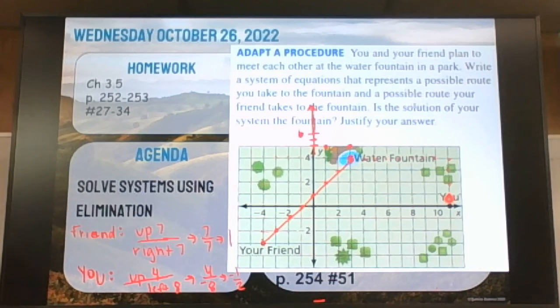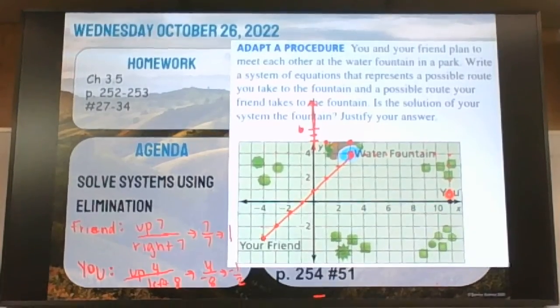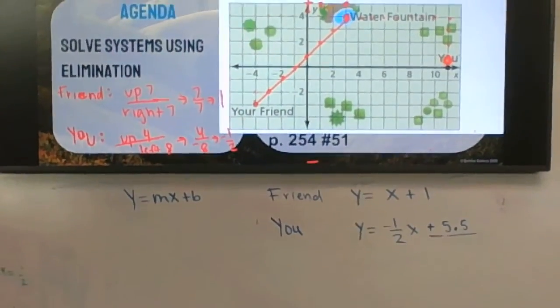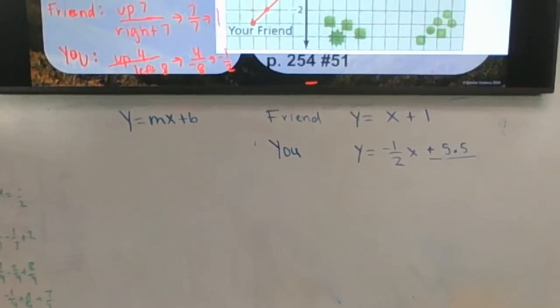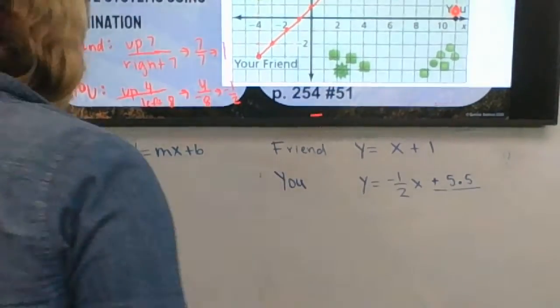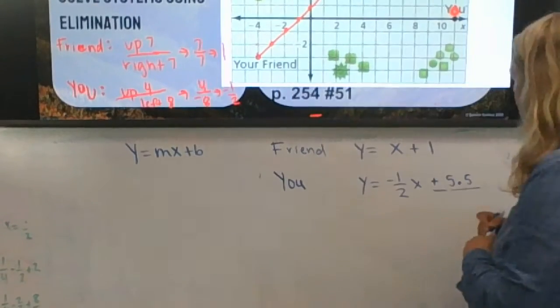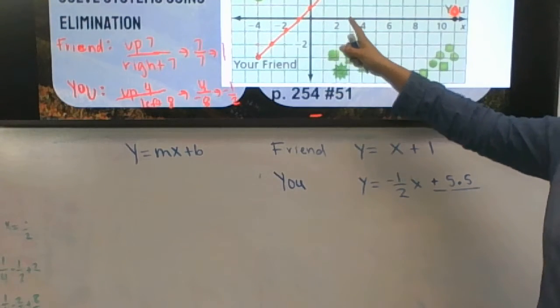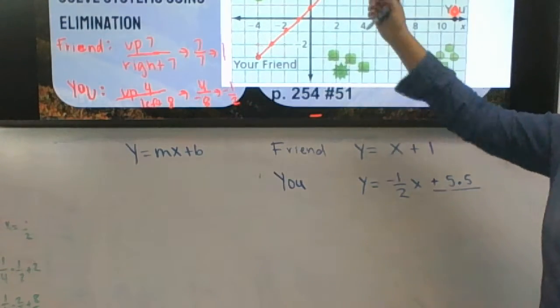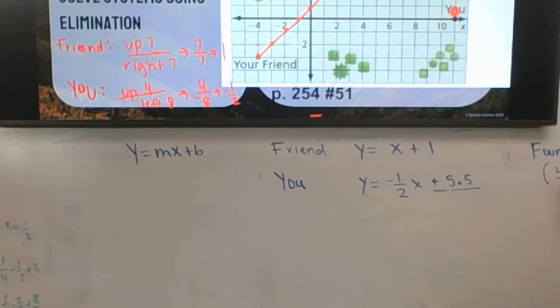Okay, so those are our journeys, hopefully. Now it says, is the solution of your system the fountain? So the fountain's coordinates, let's go ahead and write that down. The fountain is at 1, 2, 3, 1, 2, 3, 4. So the fountain is at 3, 4. Is this the solution?